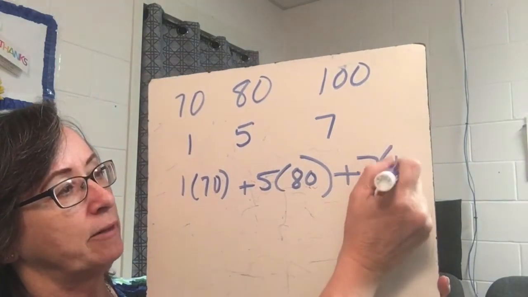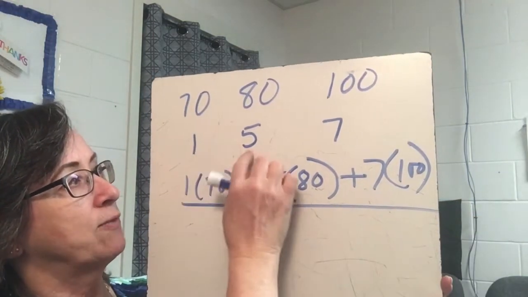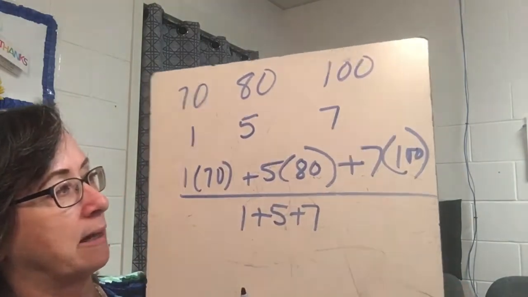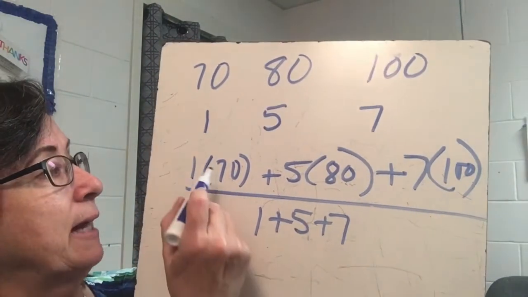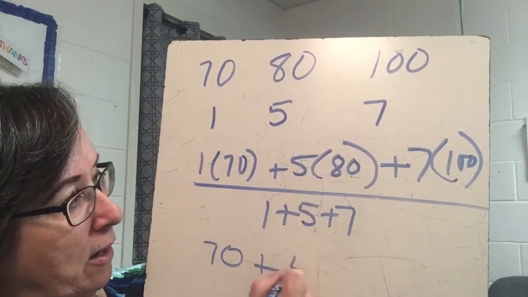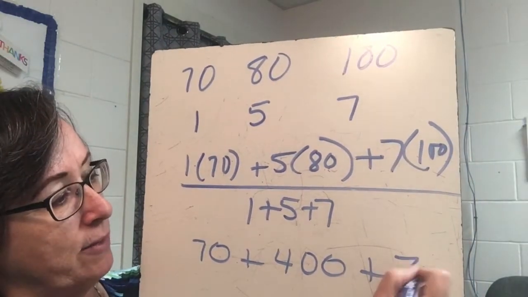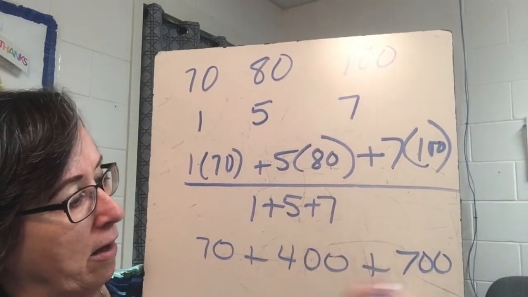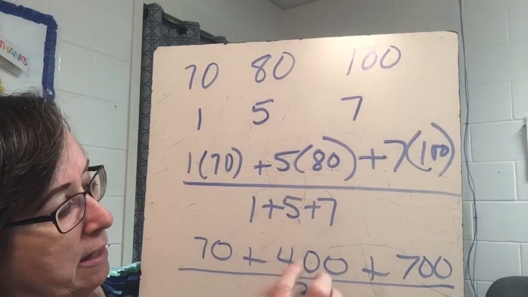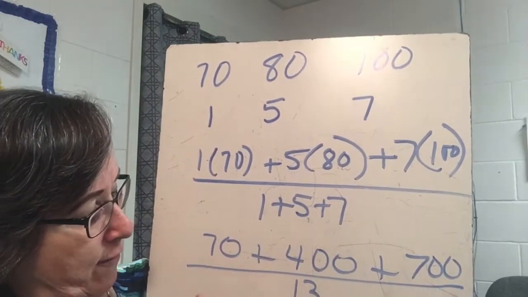So we know that we're going to say 1 times 70 plus 5 times 80 plus 7 times 100 all over 1 plus 5 plus 7. The sum of the weights goes on the bottom. Okay, so now that's going to be a 70 plus a 400 plus a 700 all over 13. Okay, so 400 plus 700 is 1100, plus 70 is 1170.